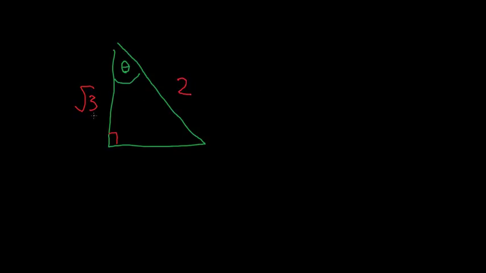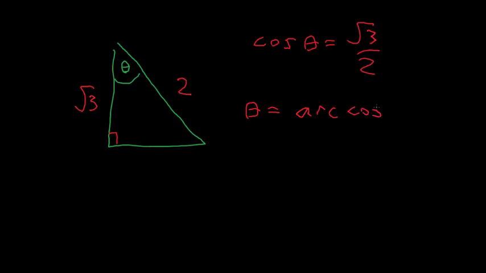Right, so what relation is this? We have the adjacent and the hypotenuse. So this is cosine. So I'm going to write down cos of theta. That's going to be root 3 over 2. Hence, theta must be arccos, just applying the inverse function. Root 3 over 2. Hence, arccos of root 3 over 2. I know that if I work out that value, that will be 30 degrees. So theta is 30 degrees.